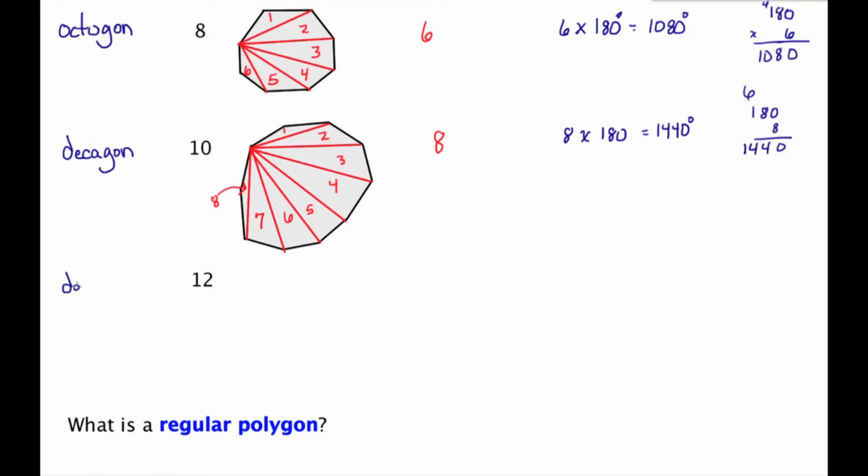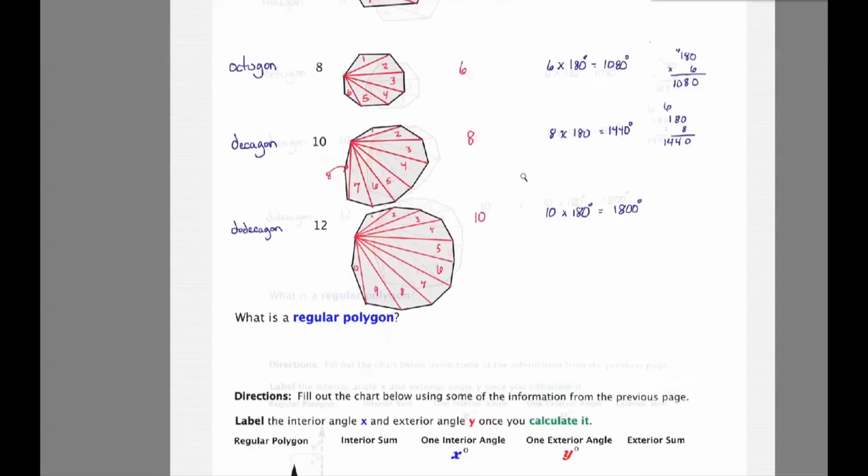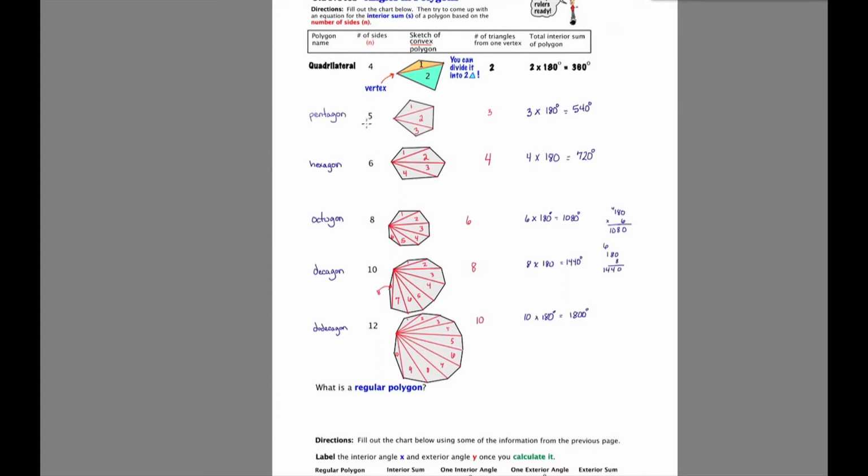A 12-sided figure is called a dodecagon. So let's see if I can draw a dodecagon here. Okay, leave yourself a lot of space. Alright, there's 12 sides. So it should be 10, right? 10 triangles? Yes. 10 times 180 is 1800. Alright, so you can see the pattern here.